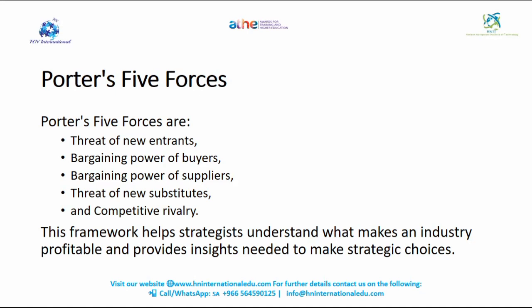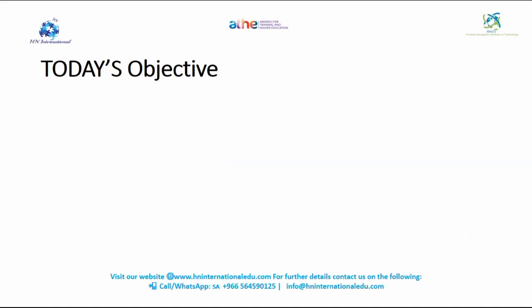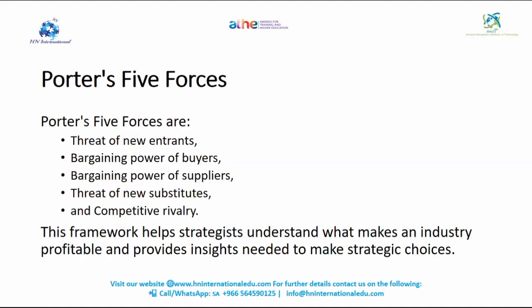Then bargaining power of buyers, like how they are going to buy the product. Then bargaining power of suppliers, threats of new substitutes, and competitive rivalry. All these things are interrelated to the rivals, the competitors that are already working in the environment, or some of them could be new ones who are going to join the industry. So this framework helps strategists understand what makes an industry profitable and provides insights needed to make strategic choices. These are the Porter's five forces that can be part of the analysis.